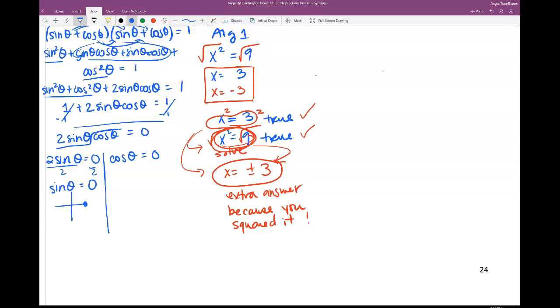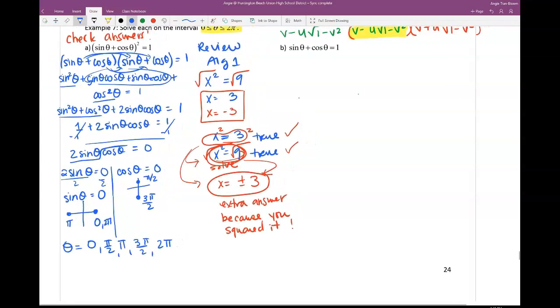0 divided by 2 is 0. So sine of 0 is here and here. So that means it's 0 and pi, and because 2 pi is included in this restriction, I have to write 2 pi. Now cosine of 0 is here, which I did earlier. That's pi over 2 and 3 pi over 2. So would you agree? It looks like we have 5 answers, right? Theta is, let's start from small to big, 0, pi over 2, pi, 3 pi over 2, and because 2 pi is included in my instruction, I want to write down 2 pi. But the question is, can I keep all of this?